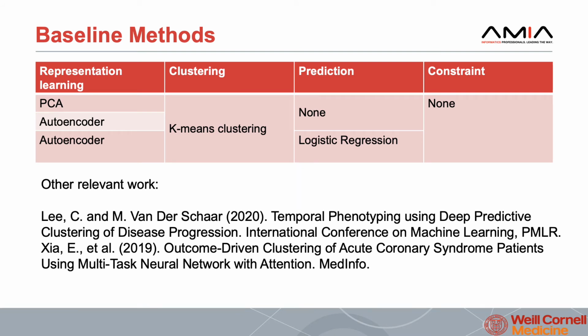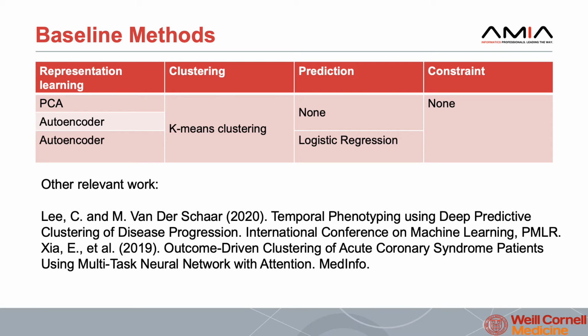We compared DICE with baseline methods, including PCA, autoencoder for representation learning, and clustering using k-means only. So we apply three types of baseline methods. First one is using PCA to reduce dimension as a form of representation learning, followed by k-means clustering. The second one used autoencoder for representation learning, followed by k-means clustering.